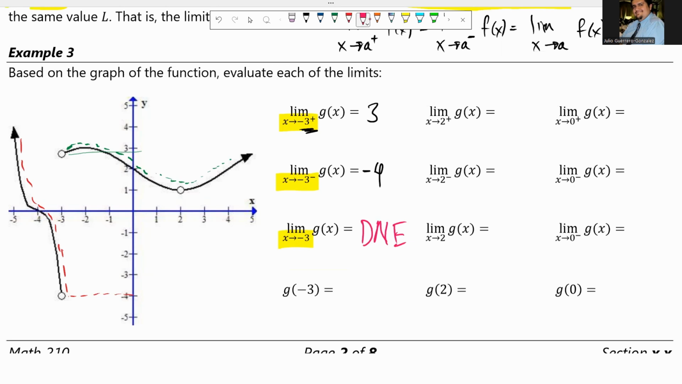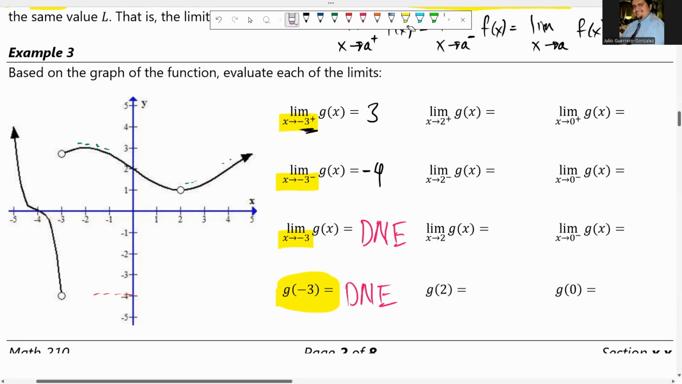Okay? It just so happens that if you look at the function value for g of x at -3, this one also does not exist. Got it? Okay, next one. Let me get rid of my little dots of stuff everywhere. There we go. Can I erase bigger? Yes, I can. Yay. There we go. Let me do that one again. Okay.